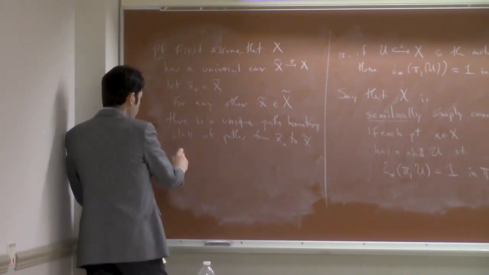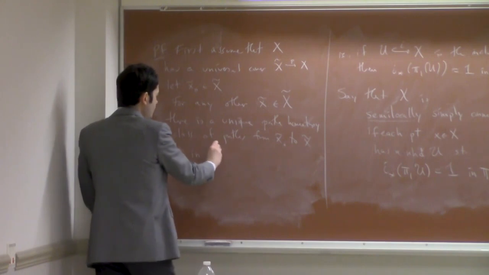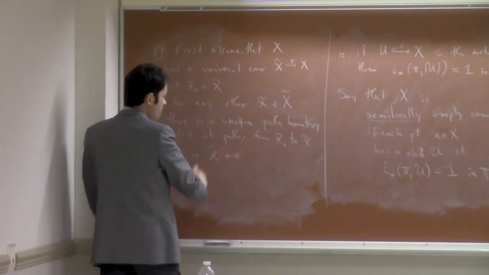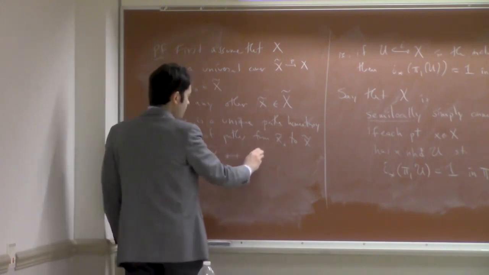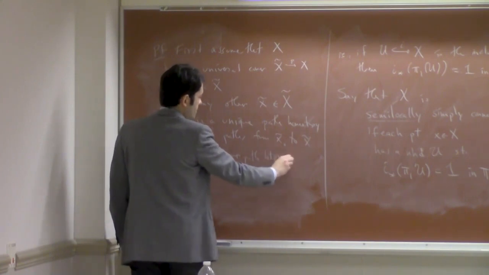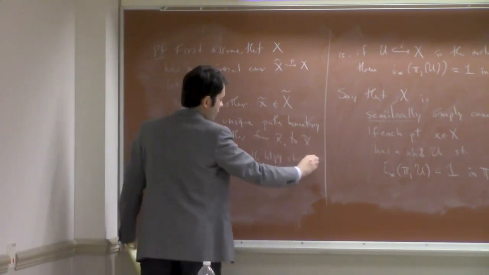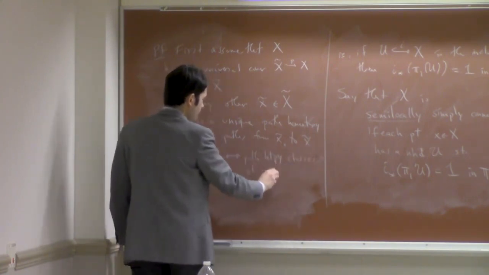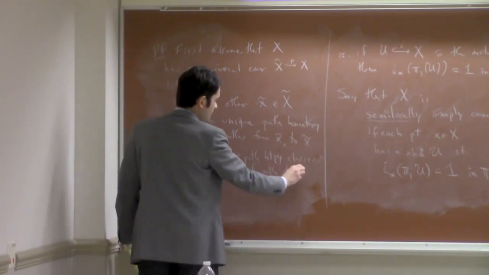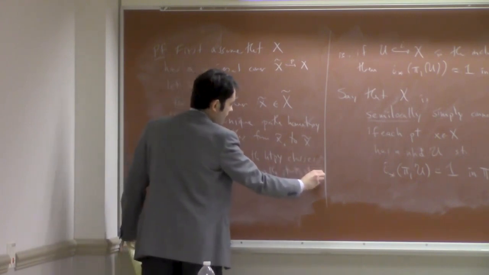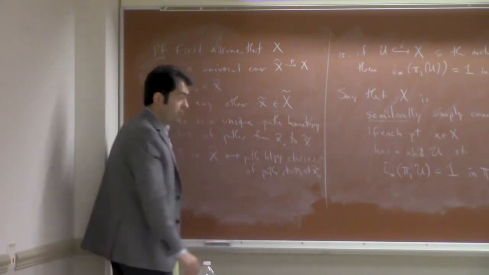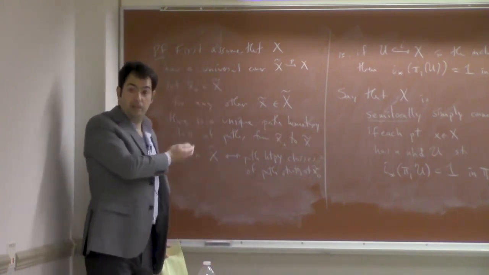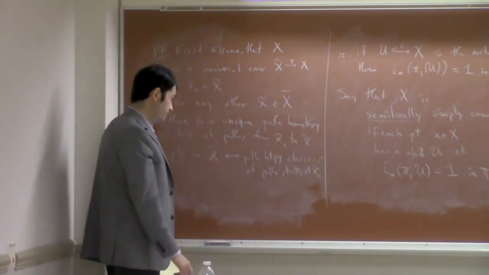So the points in x tilde are in one-to-one correspondence to the path homotopy classes of paths starting at x naught tilde. Right? Of course, this is because it's path connected, so you can join any two points by some path.